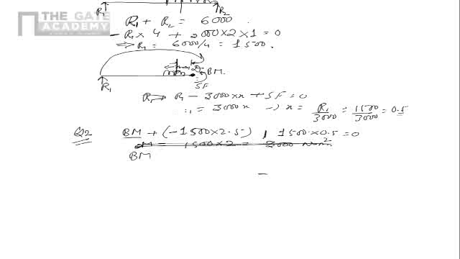So BM is 1500 into 2.5 minus 1500 into 0.25. So that is equal to 1500 into 2.5 minus 0.25. So that gives me 1500 into 2.25. Sorry. That's the value of moment. But we are not supposed to find out the moment value. We are supposed to find out the stress value.